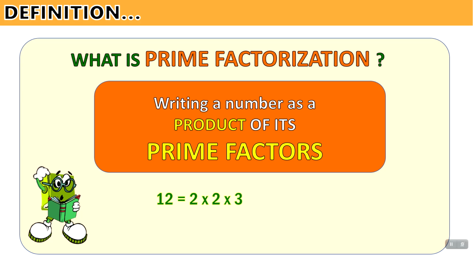You can see that 2 and 3 are prime numbers, and we are multiplying 2 by 2 by 3. They're all prime numbers. And we can rewrite that as 2 squared multiplied by 3. 2 times 2 we can write as 2 squared. And this is how we write prime factors for a number.